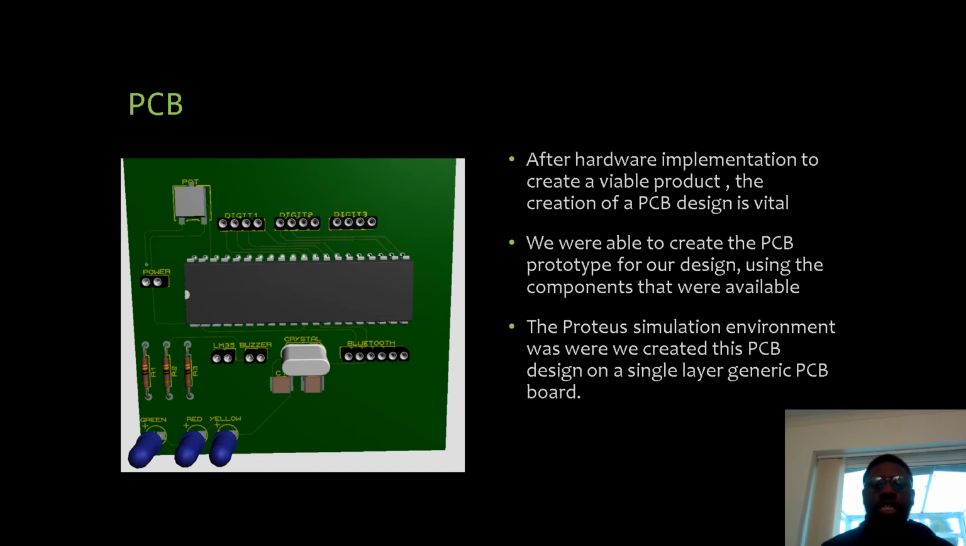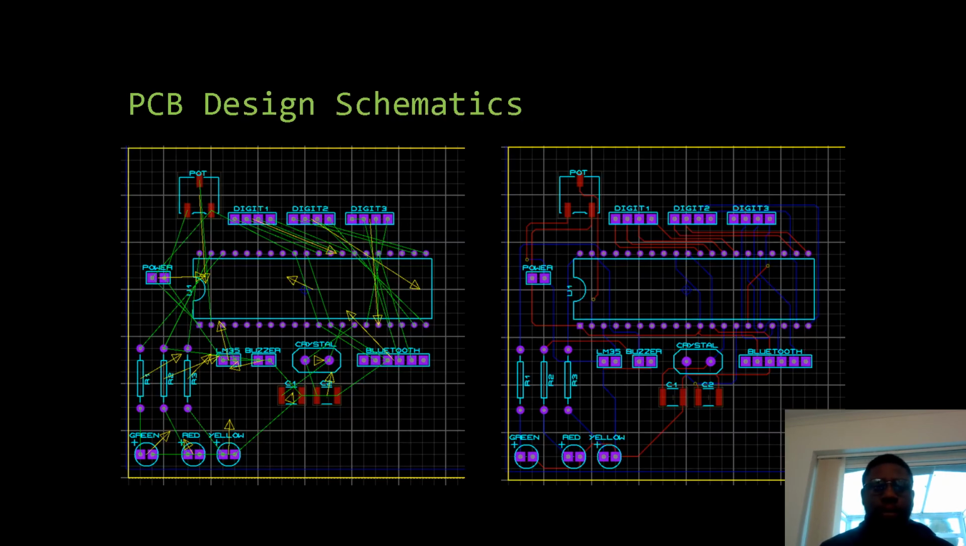The Proteus simulation environment was where we created the PCB. You can see the potentiometer and the resistors and LEDs here, as well as the crystal. The rest of the components we could not add directly onto the PCB because they were modules. So what we decided was to put sockets, which would enable us to just plug in these devices here. And the video of this can be seen in our lab report. These are the schematics that were used.